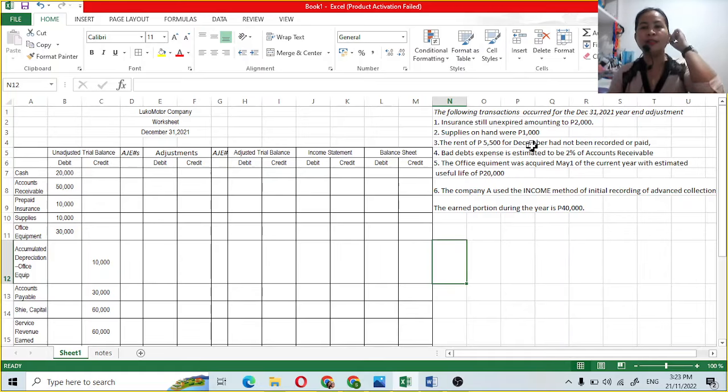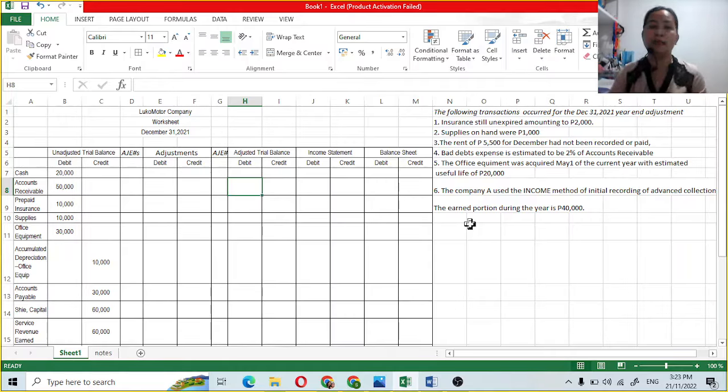Okay? So, these are the following transactions that occurred for December 31. They will look familiar to you. And this is the worksheet. Remember that a worksheet is an analytical device used to facilitate the gathering of data for adjustments and the preparation of financial statements, specifically the income statement and the balance sheet. So, the adjustments and the adjusted trial balance. Okay? That is the worksheet. Actually, this is optional.